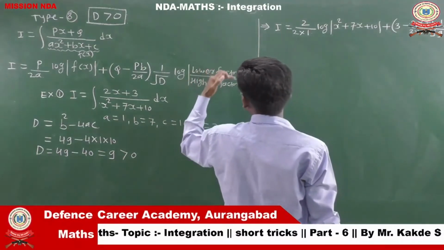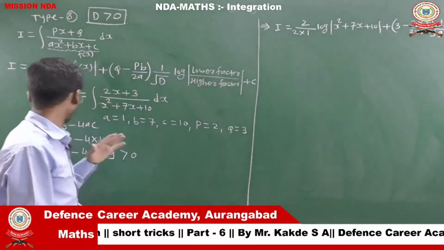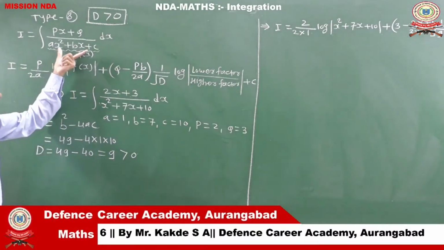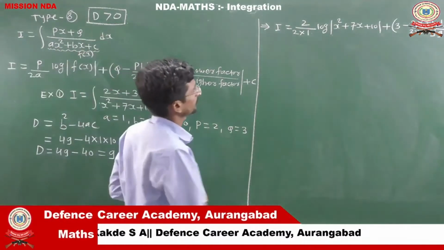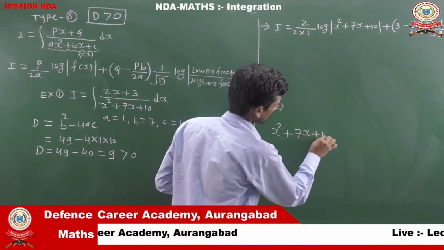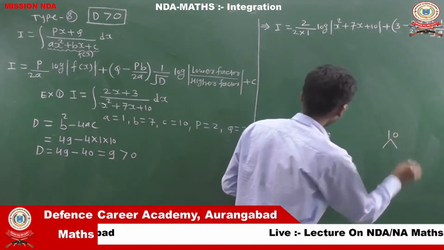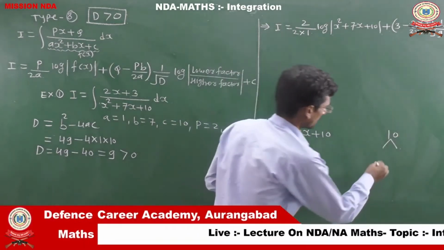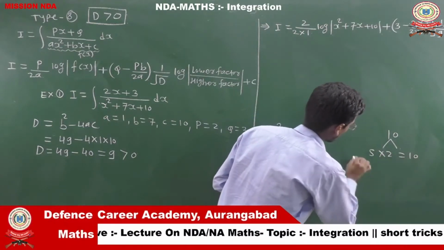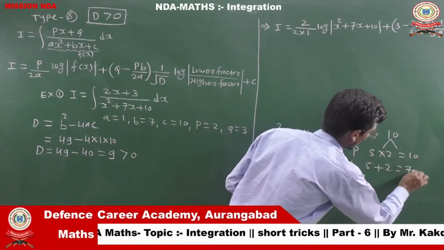log of lower factor upon higher factor. So we require factors here. So I am finding the factors of this, lower factor upon higher factor. Factors of this quadratic form, I am finding here the factors. Equation is x square plus 7x plus 10. So we require product 10 and addition 7. So 5 into 2, that is 10, ये product आ रहा है, and addition 5 plus 2, that is 7.